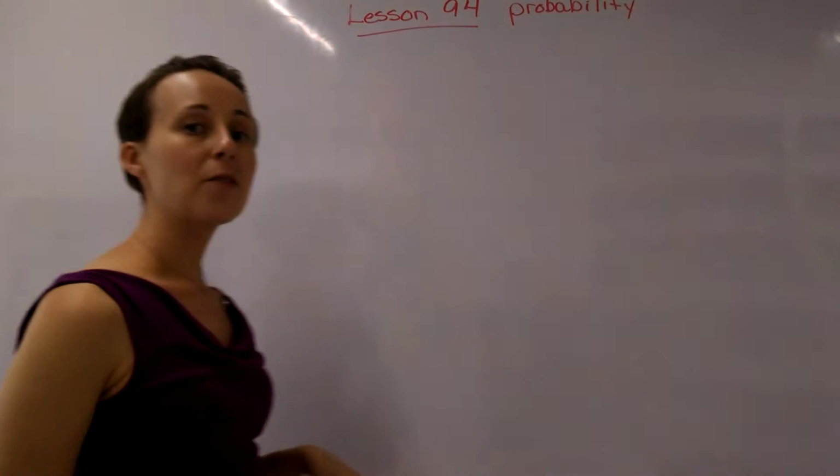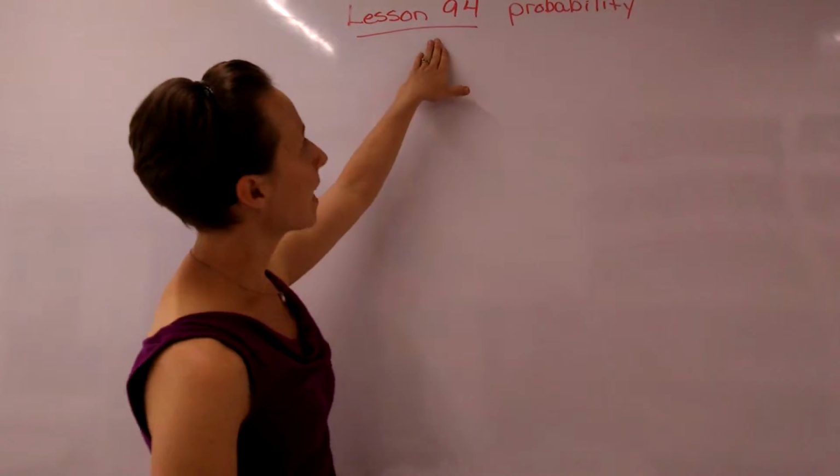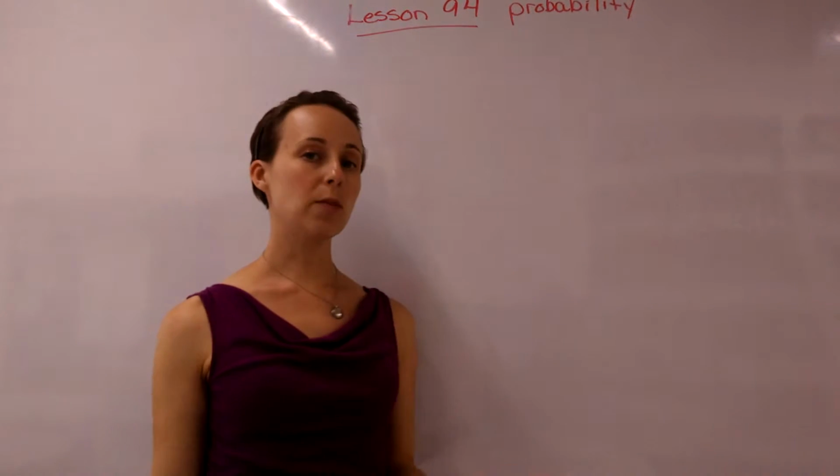This is Saxon Math for 6th grade. This is lesson 94, probability. We're doing part B right now.